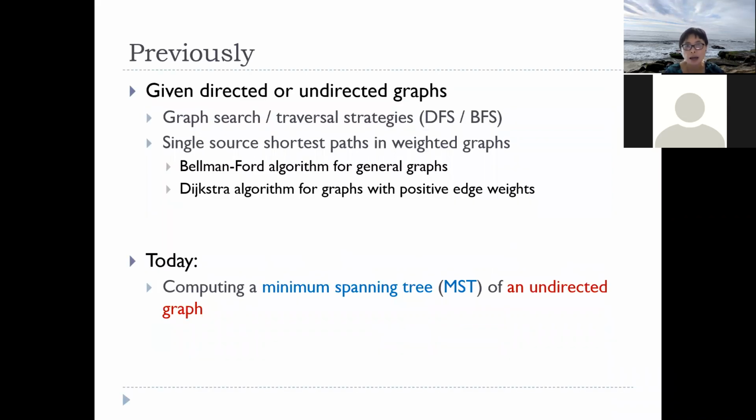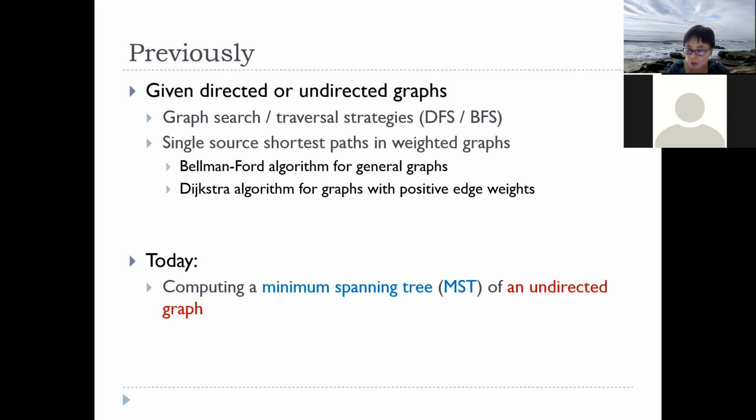Okay, so today we're going to talk about something called spanning tree. So far we've looked at graphs, be they directed or undirected. We talked about how to traverse the graph and how to compute the shortest path in weighted graphs. So today we're going to look at a different graph problem, which is to compute the so-called minimal spanning tree of an undirected graph.